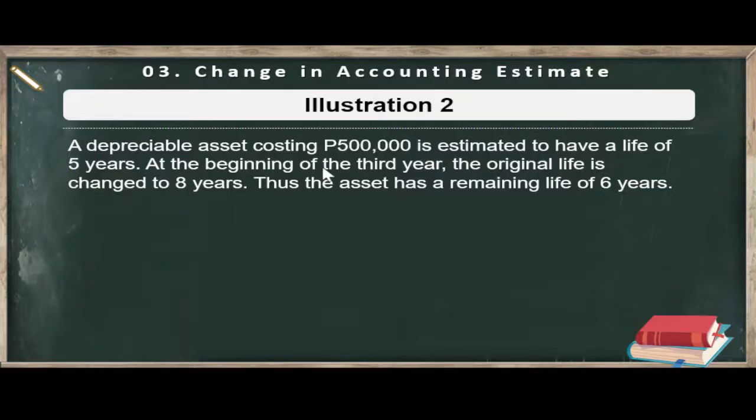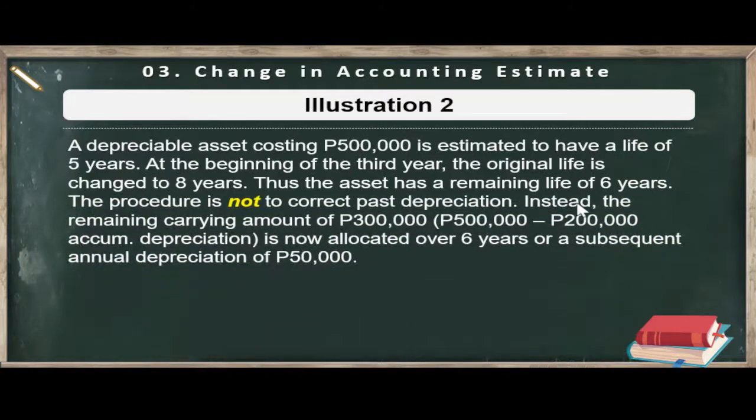So now, at the beginning of the third year, so assuming karon nga tuig na sa third year, 8 years na ang original life. So since na expired portion kay 2 years ago napalit ang item, di ba, or ang asset, so meaning 2 years na ang expired. So out of the 8 years, 2 years na ang nalapse. So pila na lang ang remaining life. Remaining life niya kay 6 years.